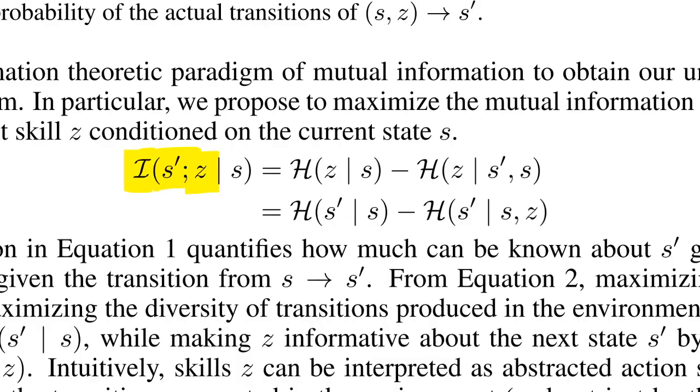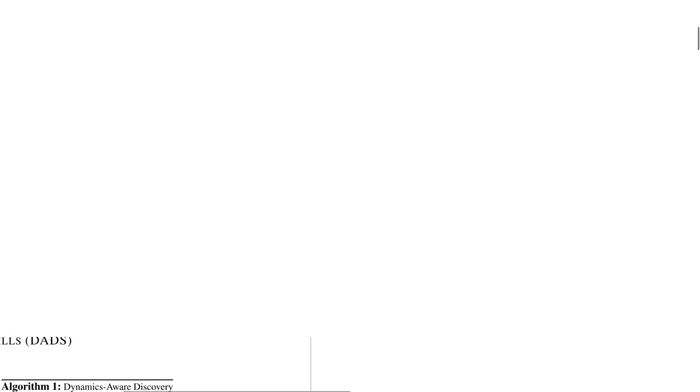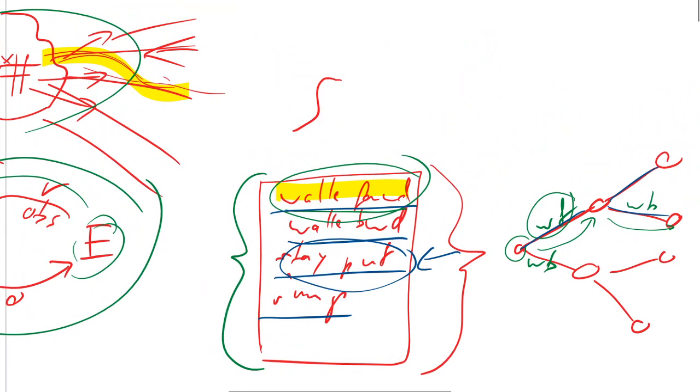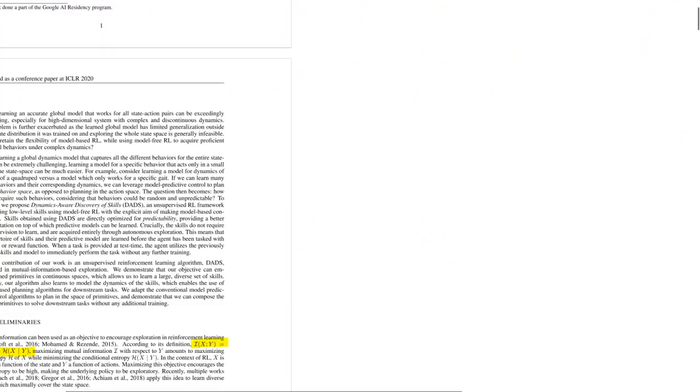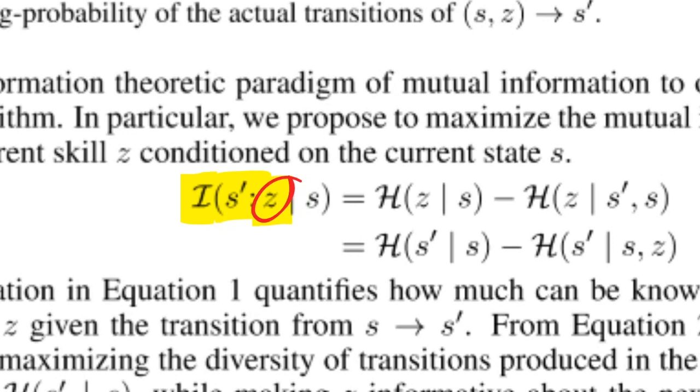So what is a skill? A skill is one entry in our table right here. So these here are skills, and they're indexed by Z. Now Z here, it seems like they're discrete, but in this case Z would be a continuous vector. But it's easier if you imagine that each one of these is like Z1, Z2, and so on. They're going to be continuous, but in our case, we'll just think of a discrete set of skills to be learned.